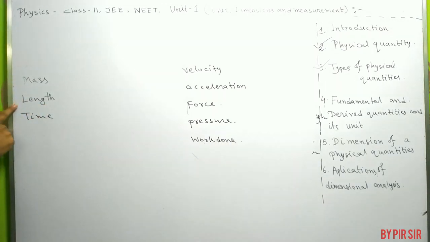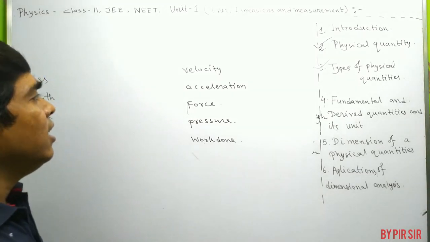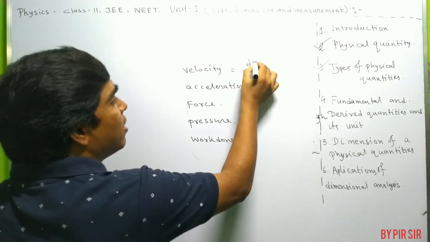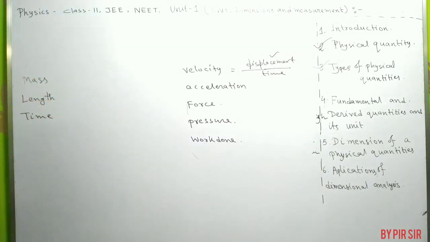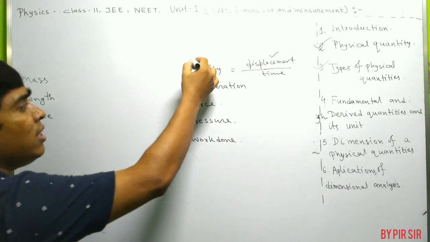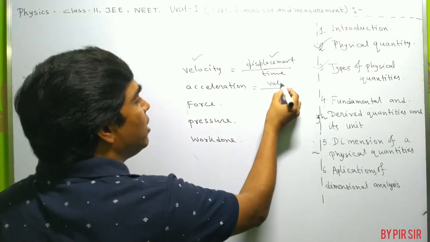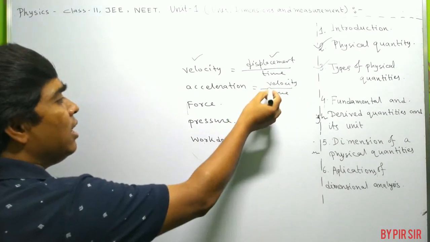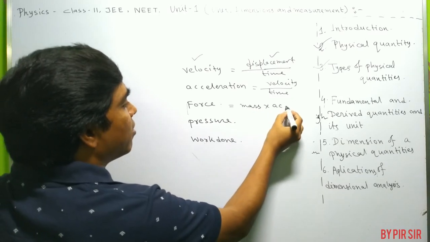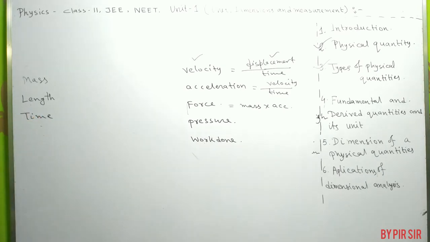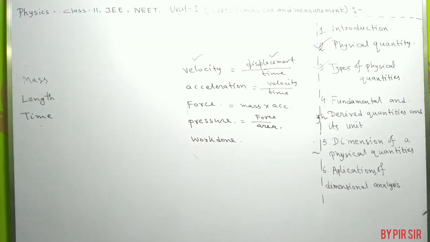You see that mass, length and time are independent of each other, but velocity is displacement by time. Displacement is one type of length. That means velocity depends on length and time. Acceleration means velocity divided by time. Force is mass into acceleration. Pressure is force upon area, so it depends on mass, length and time.